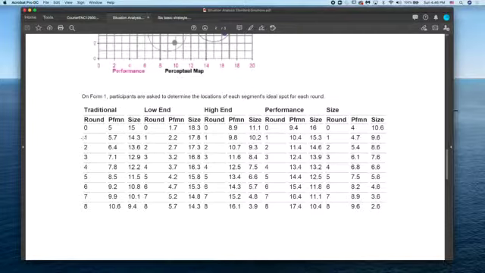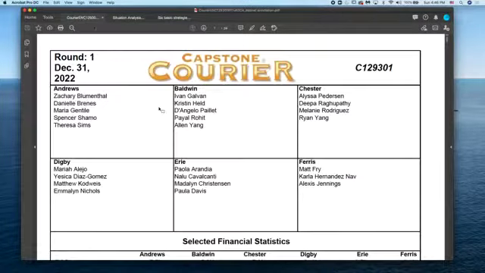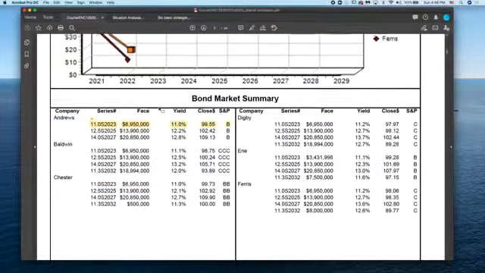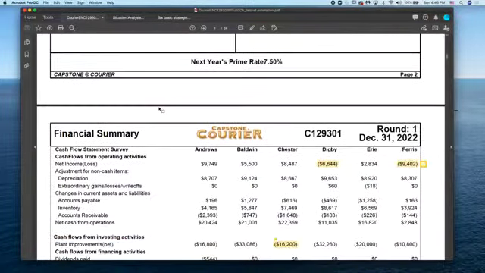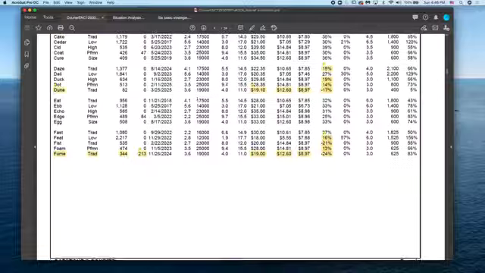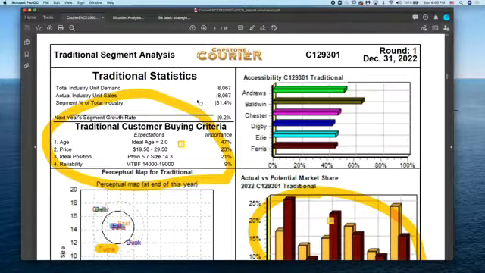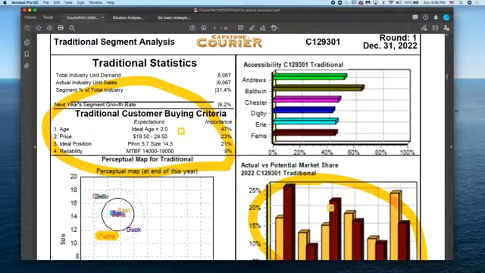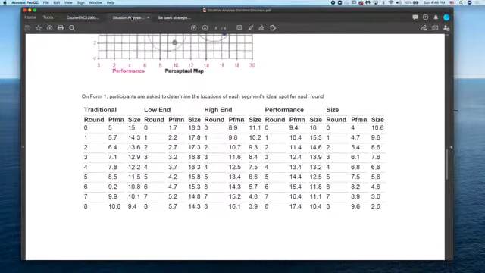So for example, round one, traditional, has a performance coordinate of 5.7 and a size coordinate of 14.3. So that is going to align with your Capstone Courier for December 31st, 2022, which is the end of your round one decisions. So I'm just scrolling down here to show you this. If we look at the traditional segment analysis, we see performance 5.7, size 14.3, and then if we go back here, it's the same.